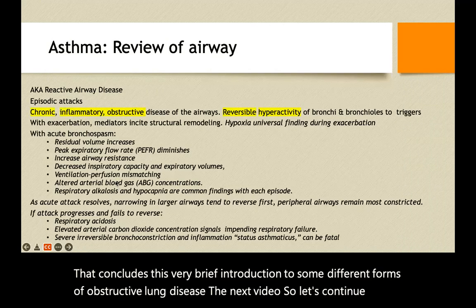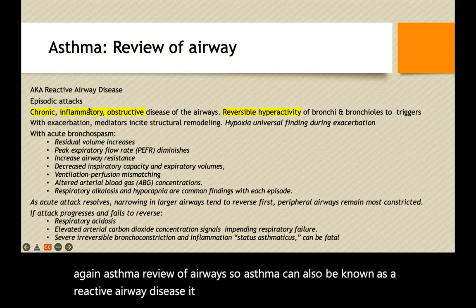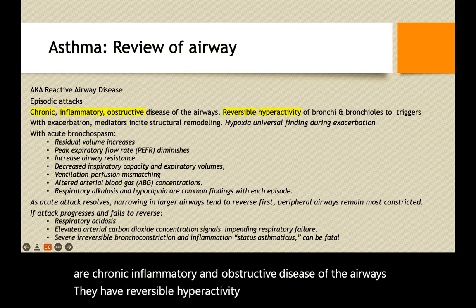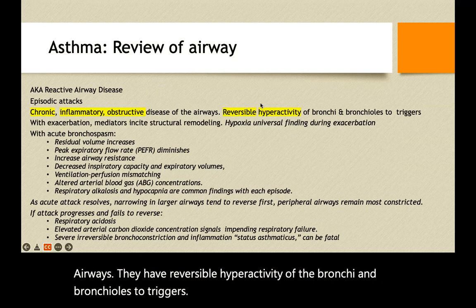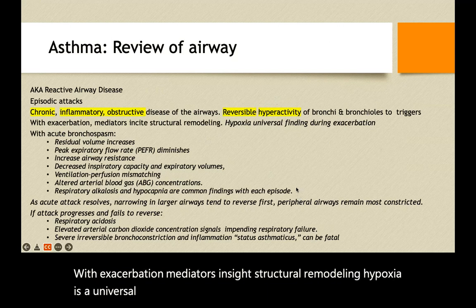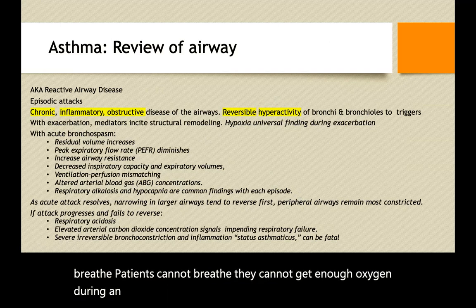So again, asthma, review of airway. Asthma can also be known as a reactive airway disease. It is defined as episodic attacks in that they are chronic, inflammatory, and obstructive disease of the airways. They have reversible hyperactivity of the bronchi and bronchioles to triggers with exacerbation mediators inciting structural remodeling. Hypoxia is a universal finding during exacerbation, meaning they cannot breathe. Patients cannot get enough oxygen during an exacerbation of an asthma attack.